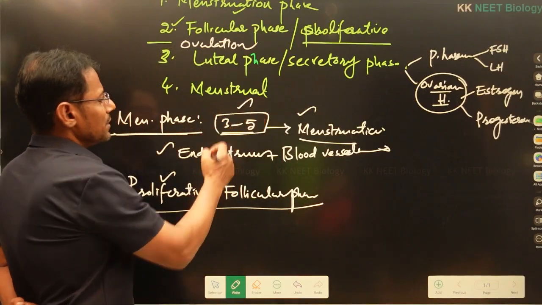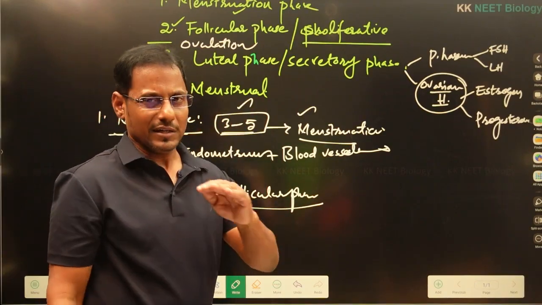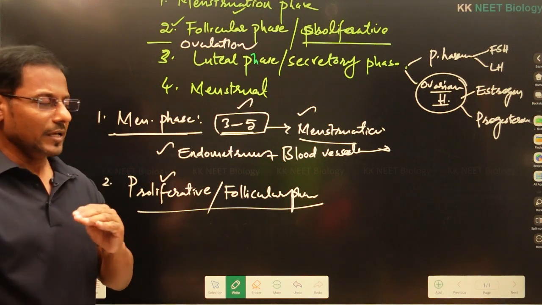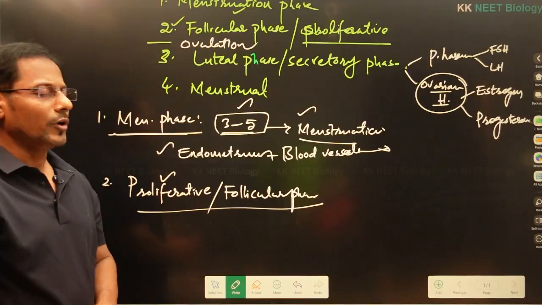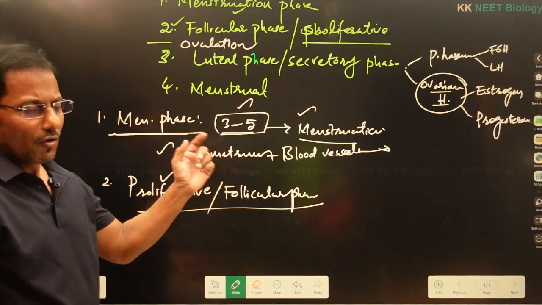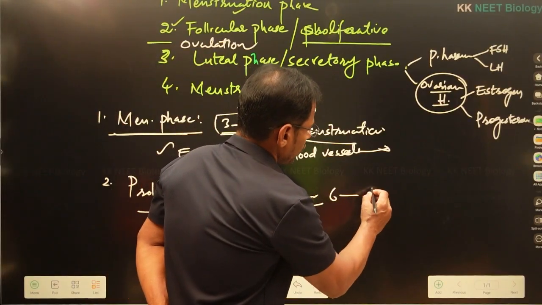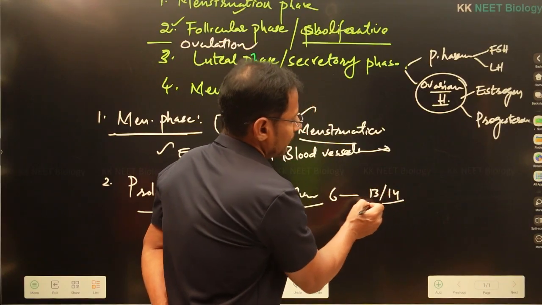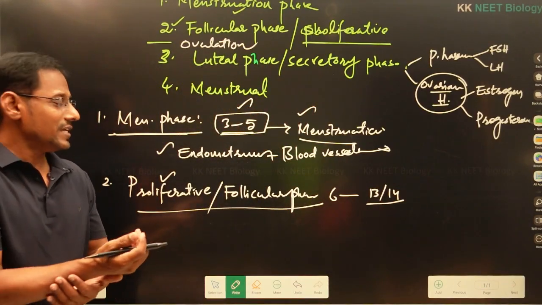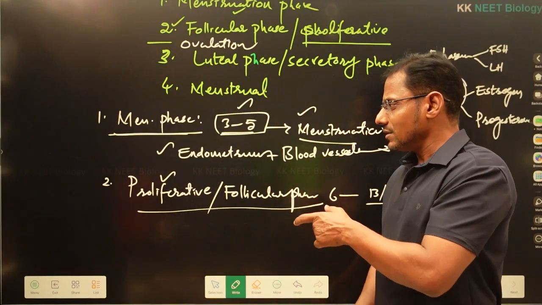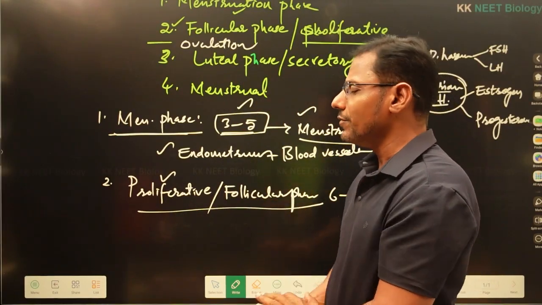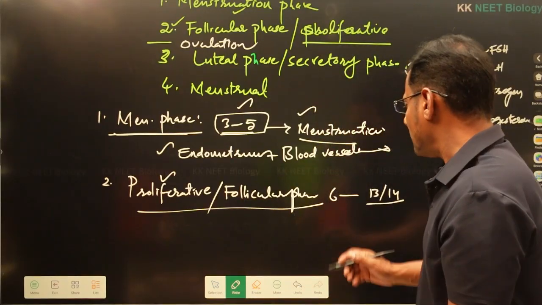So the menstruation phase is stopped by the 5th day. Gradually, what happens? The next day the proliferative or follicular phase starts, from the 6th to the 13th or 14th day. Sometimes in the examination it could be asked what the days of the proliferative phase are. It could start from the 6th day.